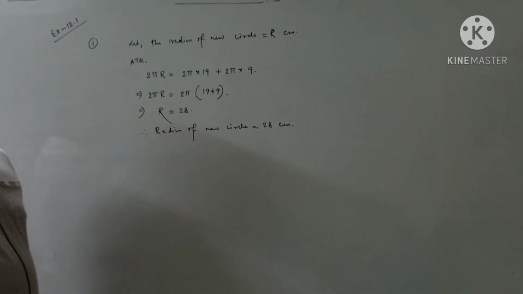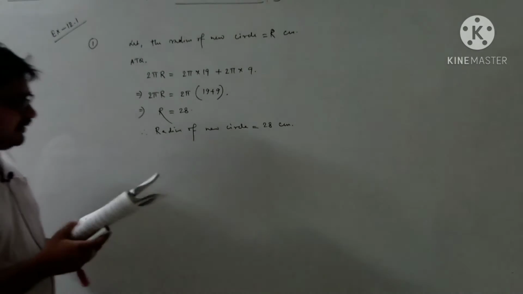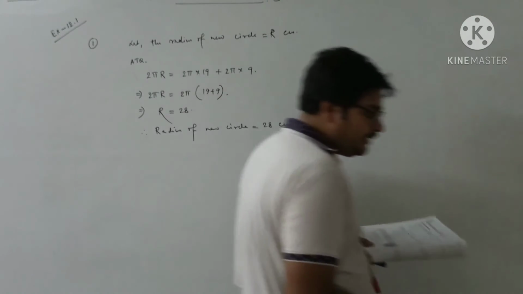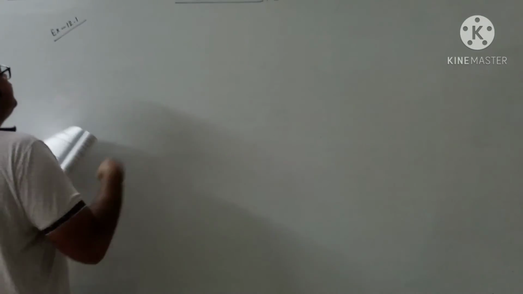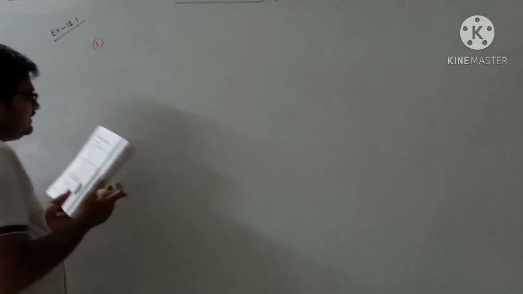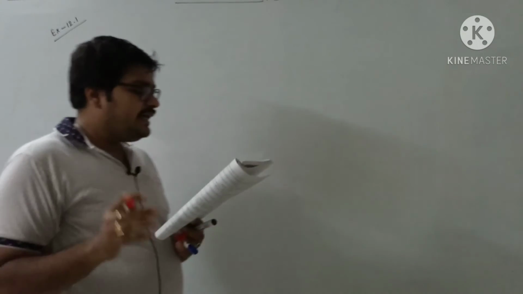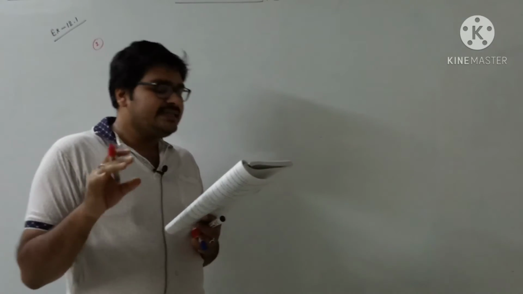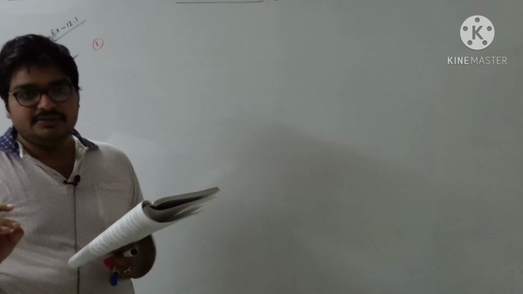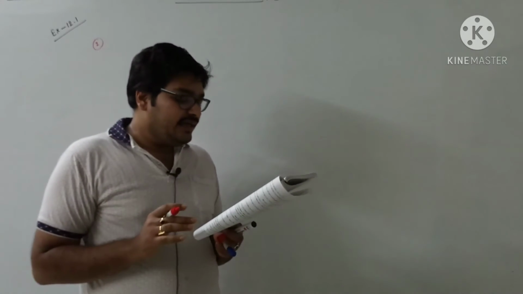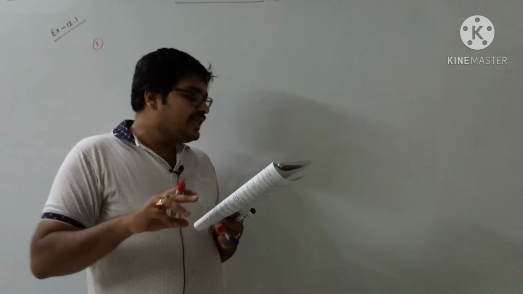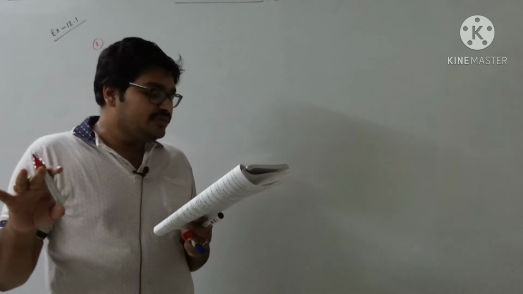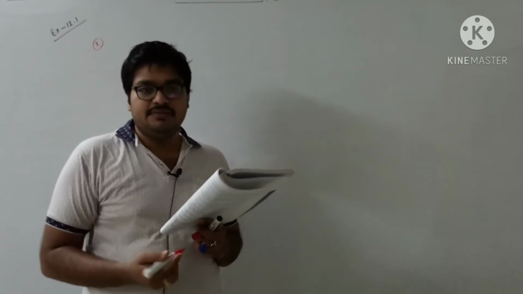I think it's clear to you. Now moving to the next one, question number 2. The radii of two circles are 8 cm and 6 cm respectively. So both circles' radii are given. Find the radius of the circle having an area equal to the sum of the areas of the two circles. Now you do it yourself.